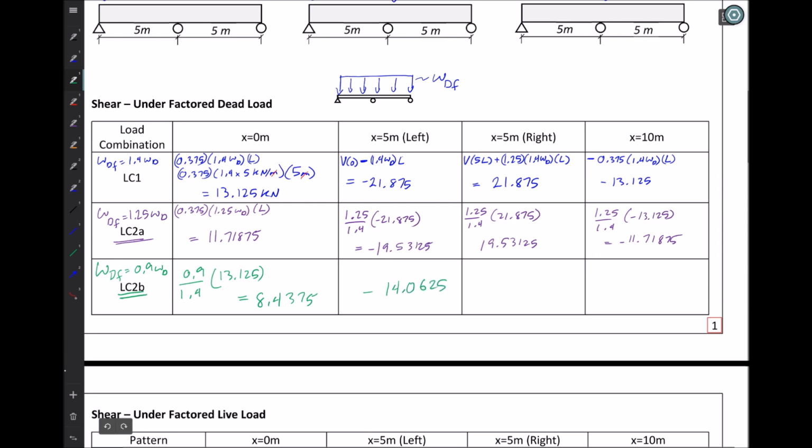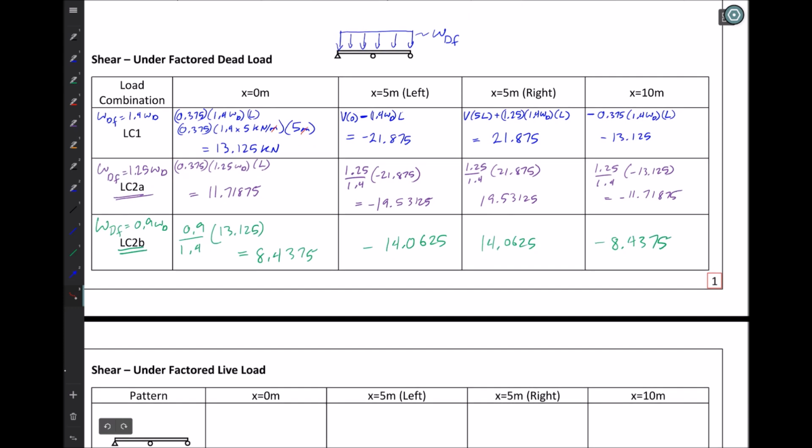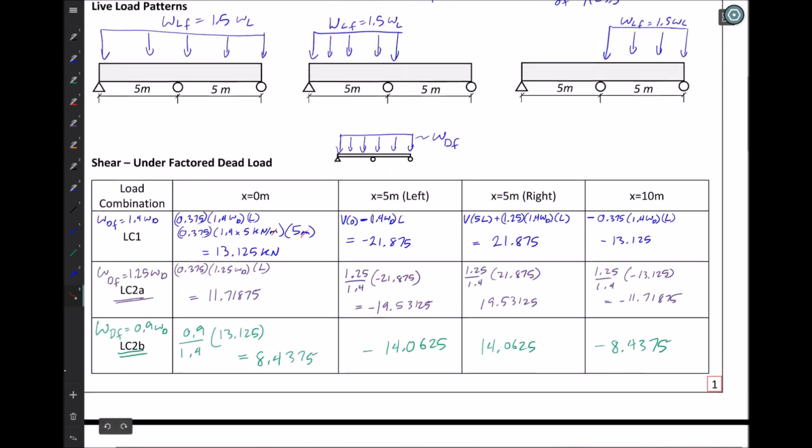14.0625, 14.0625, and minus 8.4375. So these values here came from taking this value multiplied by that ratio. So now at this point, I have enough information to fully describe every single one of my factored dead load distributions for shear. And now what I'm going to do is go and look at what my live load looks like.